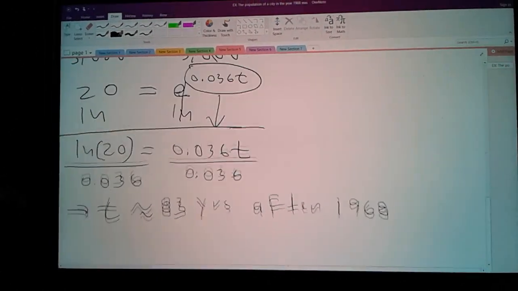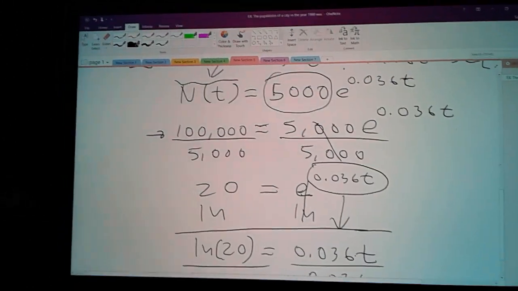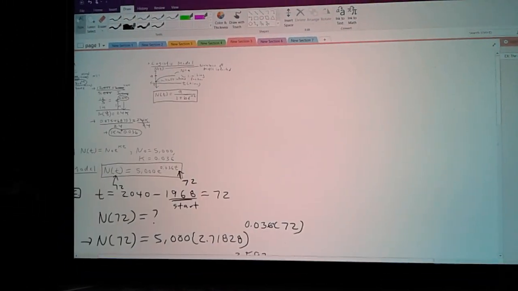Any questions? Does it make sense? Let's talk about the logistic model.